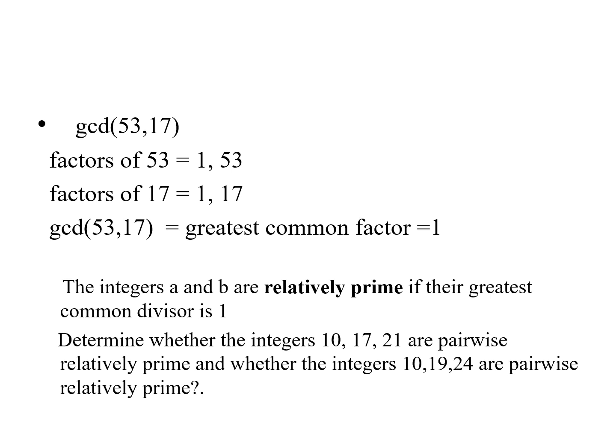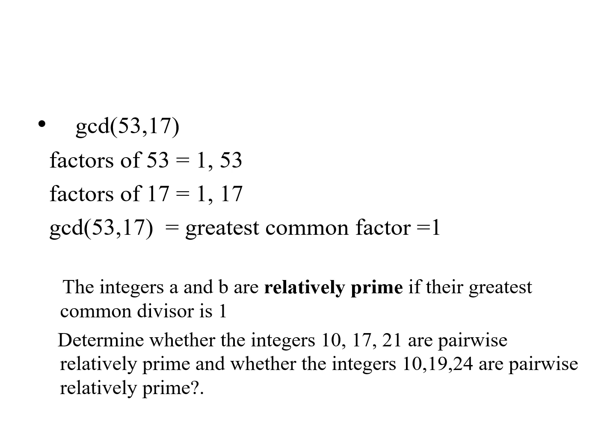The integers a and b are relatively prime if their greatest common divisor is 1. Now we have to try this particular question. Determine whether the integers 10, 17, 21 are pairwise relatively prime and whether the integers 10, 19, 24 are pairwise relatively prime. To find whether numbers are pairwise relatively prime, you have to take numbers in pairs and then find their GCD and check whether it is equal to 1.